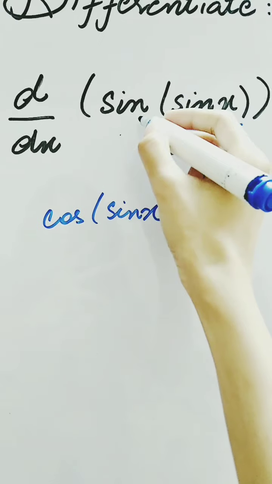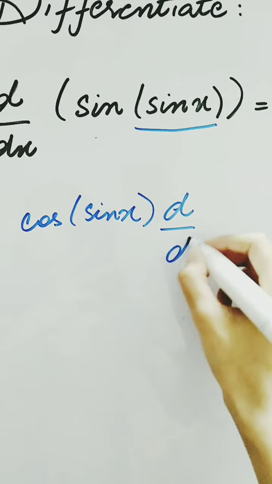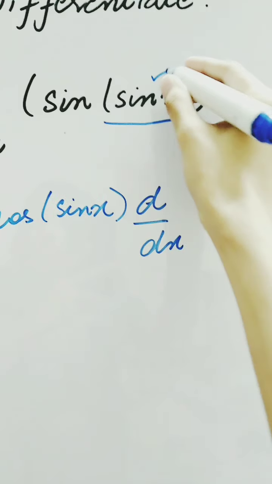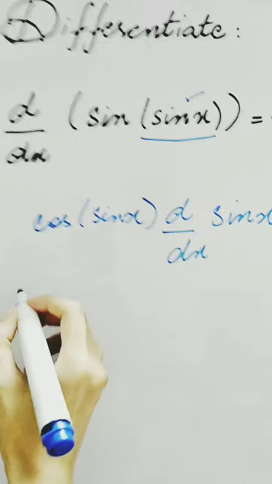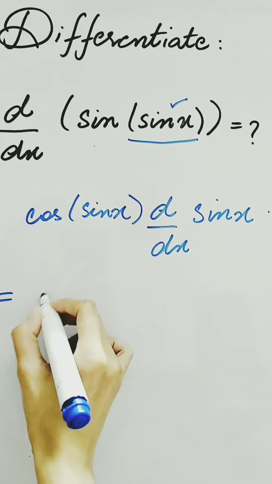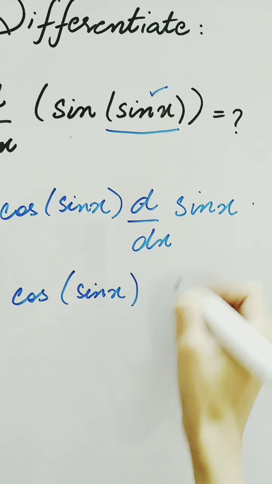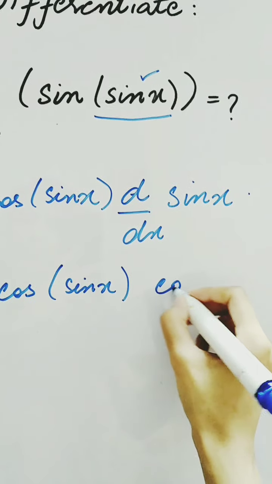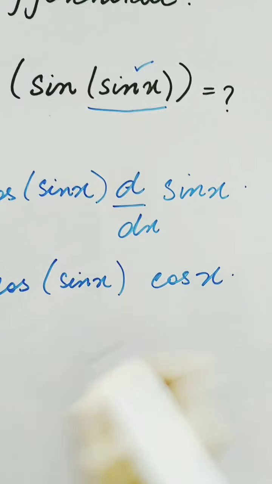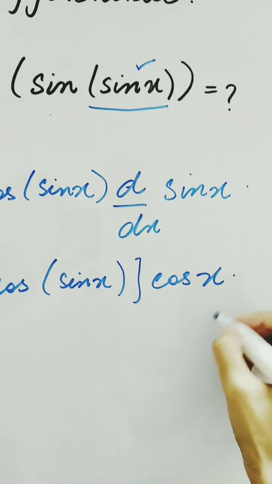Here we have just treated this sin x as an angle and taken it as it is. We know that the derivative of sine is cos. Now we further take the derivative of this angle, d over dx of sin x. The final answer will become cos(sin x) times the derivative of sin x, which is cos x. And this is our answer.